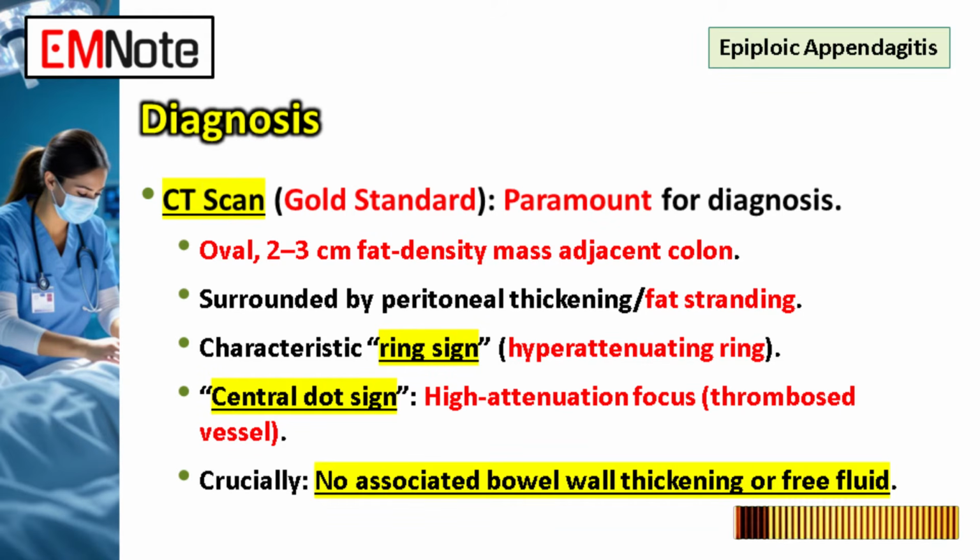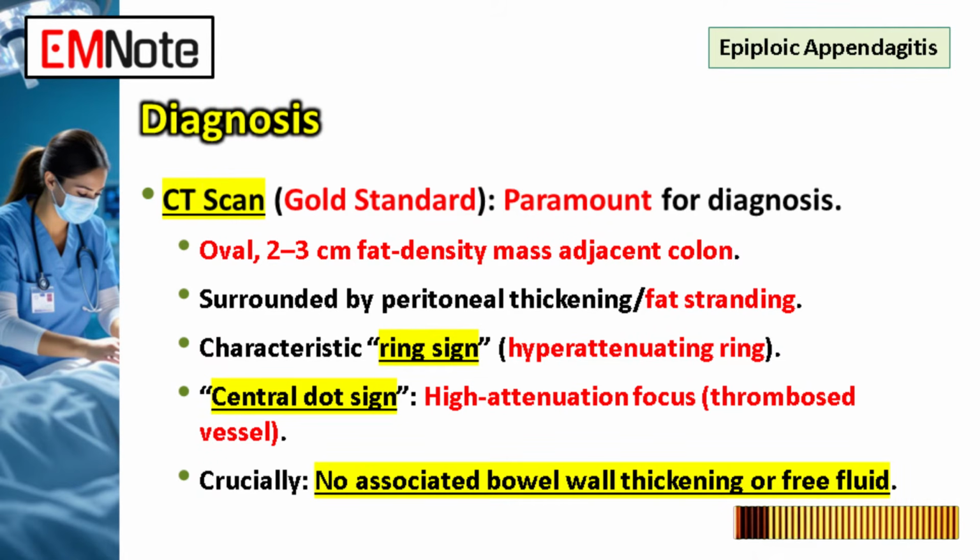First, an oval-shaped lesion right next to the colon wall. It'll have fat density on the scan. Size is usually around 2 to 3 centimeters. Second, it's surrounded by inflammation. Inflammation showing up how? As a hyperattenuating ring. Basically a bright ring of inflamed fat surrounding that central oval fatty lesion. The body's trying to wall it off.